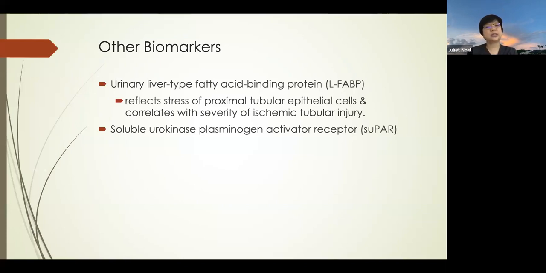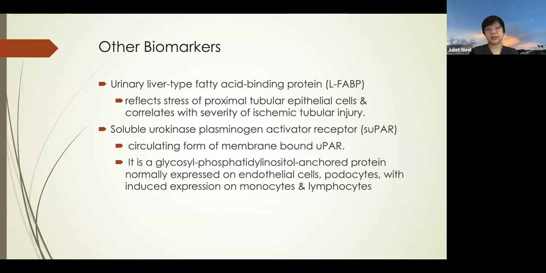The other one is the suPAR, the soluble urokinase plasminogen activator receptor, the circulating form of membrane-bound urokinase plasminogen activator receptor. It is a glycosyl phosphatidyl inositol anchored protein normally expressed on endothelial cells, podocytes, with induced expression on monocytes and lymphocytes. So these are all experimental.